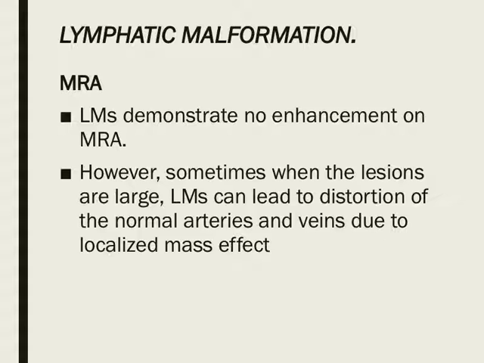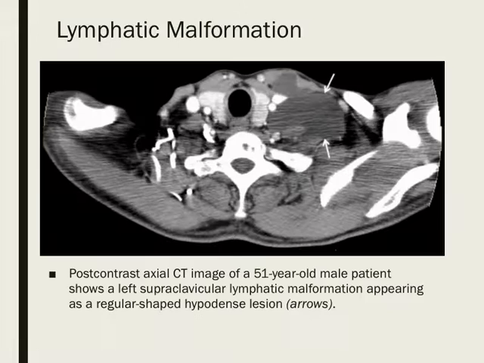On MRA, you can also have distortion of the normal artery and vein if it's very, very big, giving you mass effect. Other than that, it's not supposed to show any contrast enhancement. This is a CT scan at the root of the neck, showing the cystic structure at the base there. This was in a 51-year-old, and the diagnosis was lymphatic malformation.